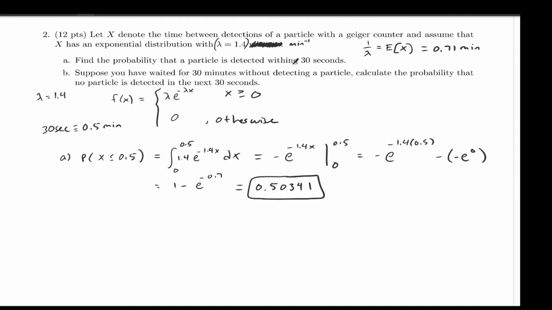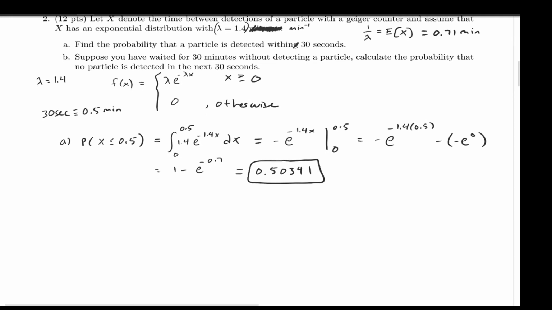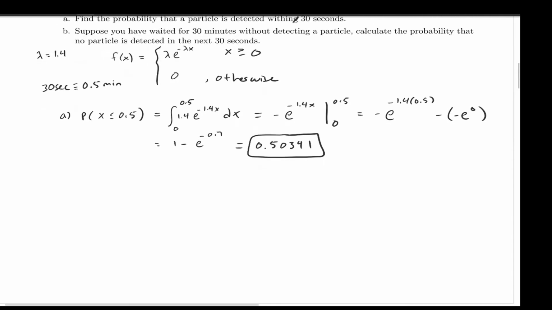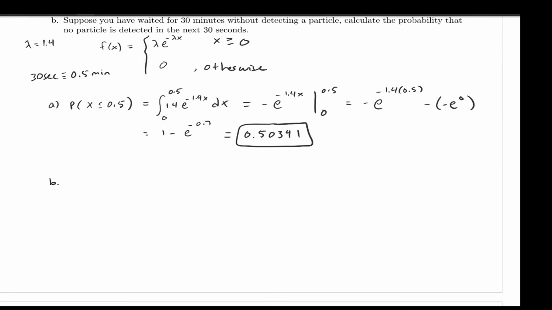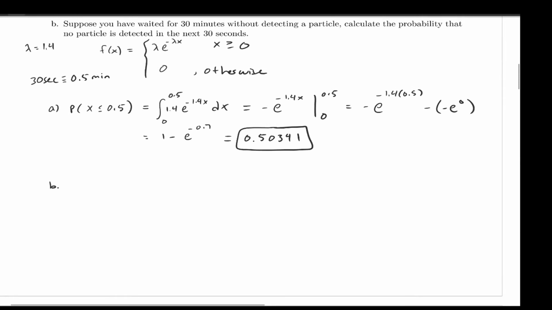All right, so let's see. Part B says, suppose you have waited for 30 minutes without detecting a particle. Calculate the probability that no particle is detected in the next 30 seconds. So part B says, suppose you have waited for 30 minutes. So probability that x greater than 30 plus 0.5 given that x is greater than 30.